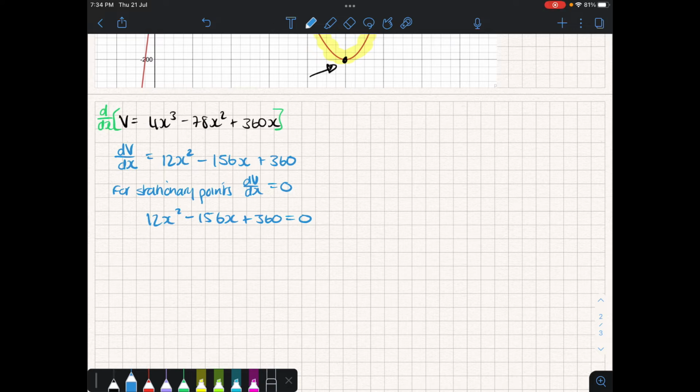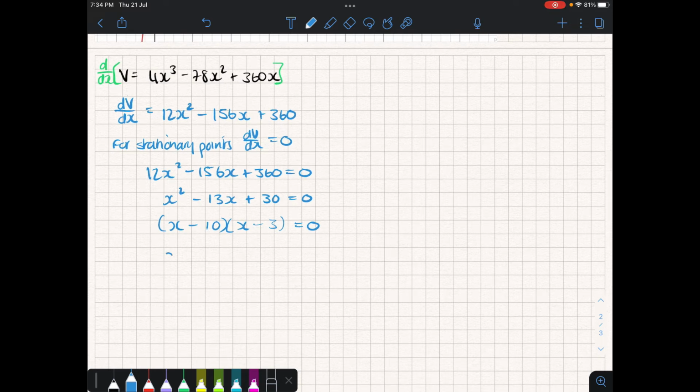So I'll start off by checking if everything is divisible by 12. And if it is, I'll just divide through by 12 to simplify. So I'm going to get x squared minus 13x plus 30 equal to 0. And then I'll just factorize. So I'm going to get x minus 10, x minus 3 equal to 0. Now remember, x is a length, so it can't be negative. So we get x equal to 10 or x equal to 3 as my two solutions. So both my solutions look like they can work.